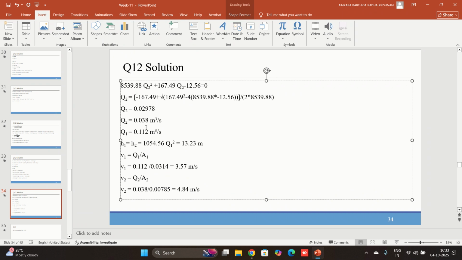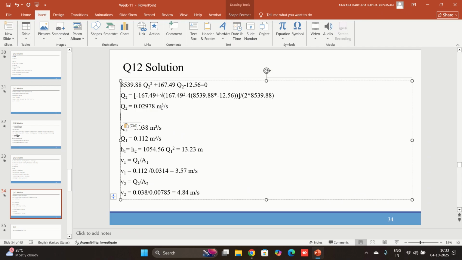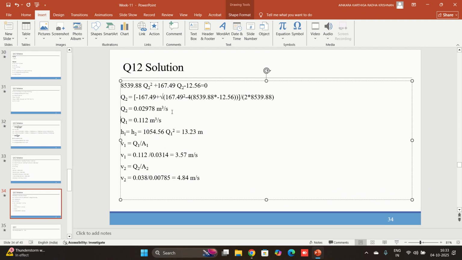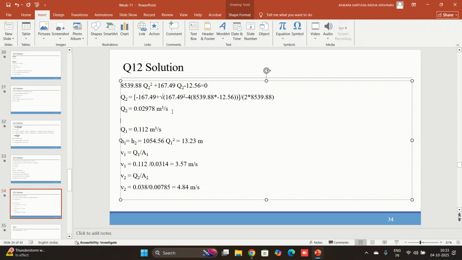So for Q2 you can use this formula and get the solution, or you can get it straight away from the scientific calculator: go to mode, equations, degree, and for degree give 2, then give the A, B and C values, and you can directly get the Q2 value. If you are permitted a calculator, you can use that. So now we got Q2.